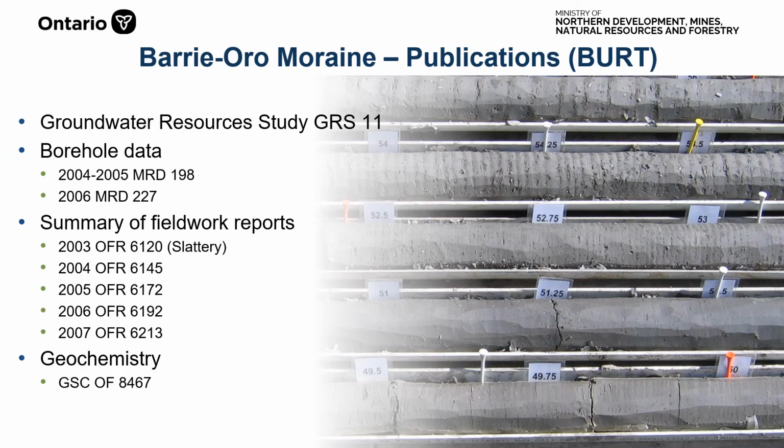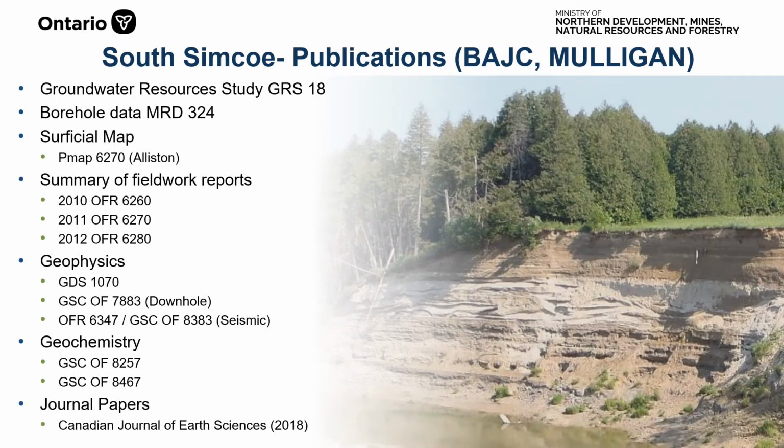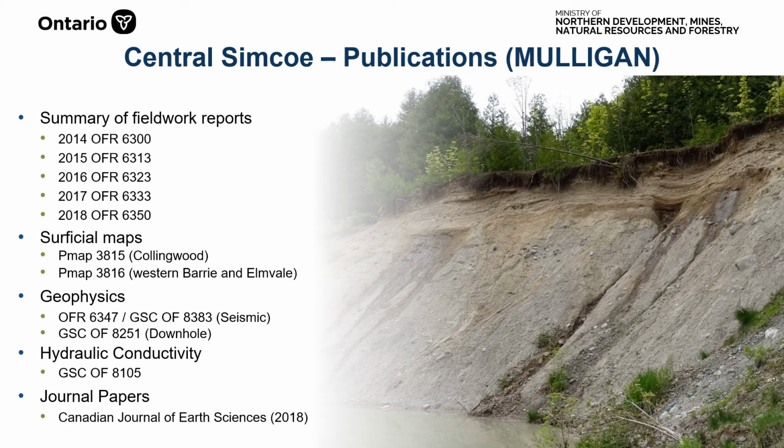The Barrie Oak Ridges Moraine project was the first completed for this area, and the final results are published in GRS 11. The South Simcoe project was a great collaborative effort. Note the multiple geophysical and geochemistry releases, in addition to a new superficial map and GRS 18. And finally, as with the Niagara Peninsula project, there are many interim products for the ongoing Central Simcoe project.